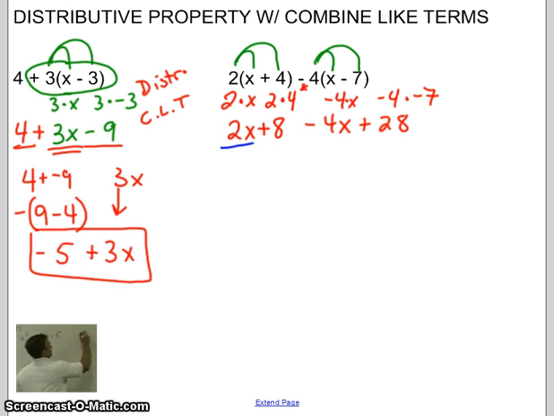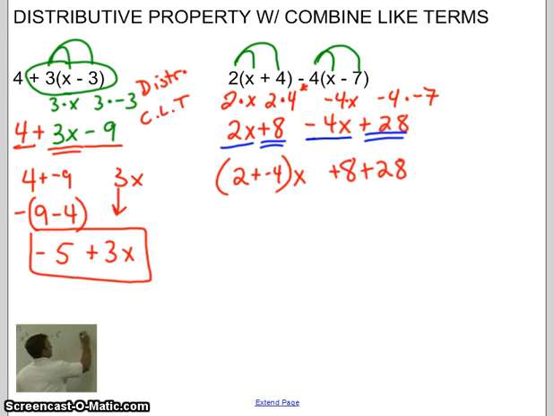I have 2x, and I have a like term of negative 4x. So I'm going to combine the coefficients: 2 plus negative 4x. And then I have plus 8 and plus 28. So I'm going to combine those. I'll put a plus sign here, it doesn't matter.